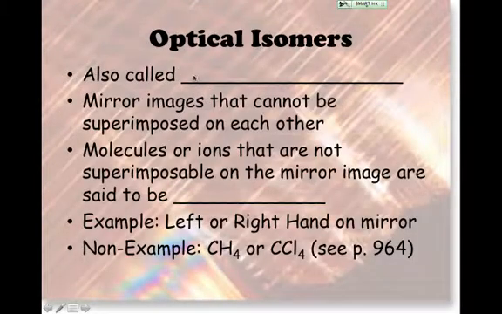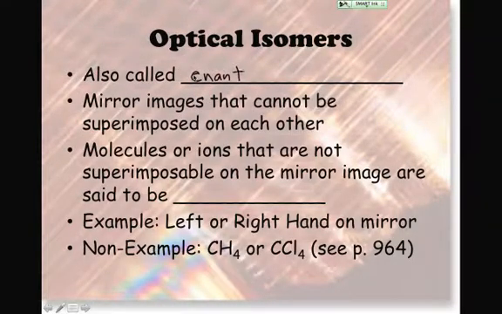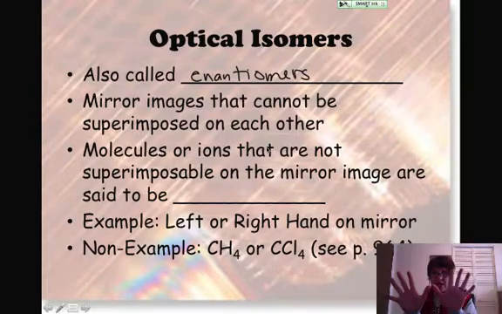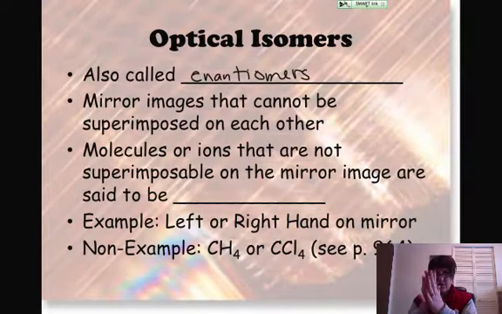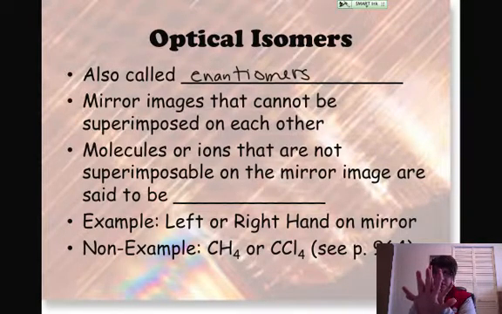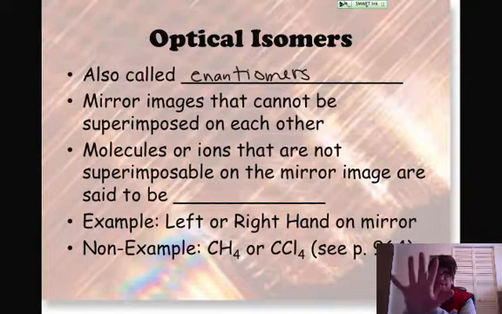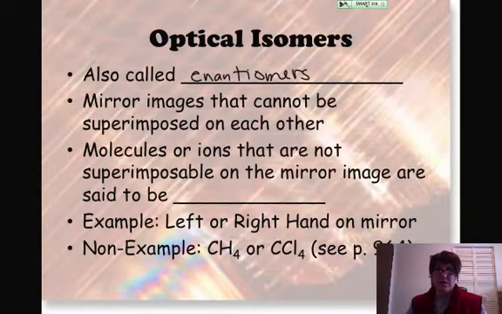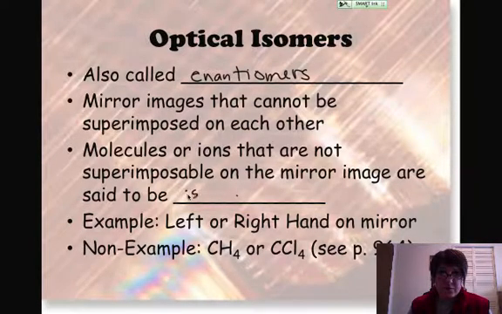Optical isomers are also called enantiomers. Enantiomers are mirror images that cannot be superimposed on each other. For instance, your hands can be folded across because they're mirror images, but they cannot be superimposed on one another because you have a definite right and left. So they're mirror images, but you can't just put one on top of the other. That's what an enantiomer is like. Molecules or ions that are not superimposable on their mirror images are said to be isomers of one another.